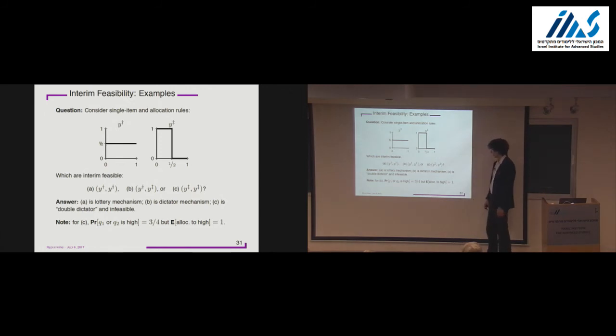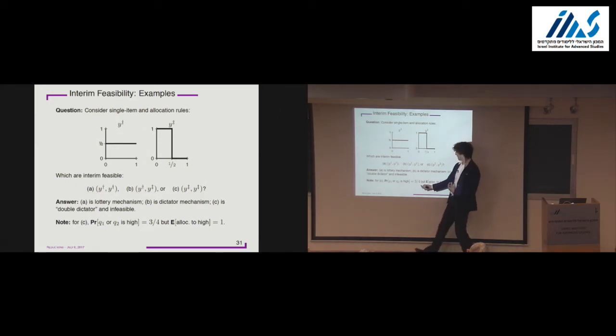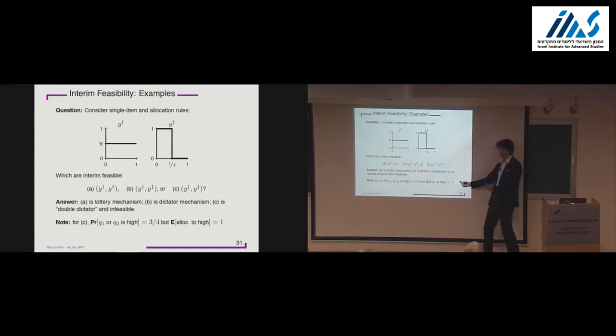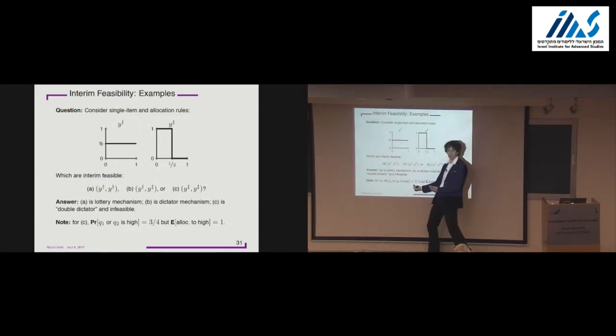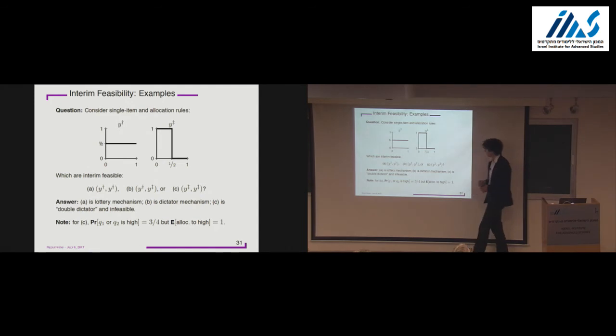But how much do I have to allocate to high types in the double dictator mechanism? Well, I need to allocate a half measure to both of them, which is a total of 1. So the expected number of items I have to allocate to high types is 1, but the probability that I see a high type is 3/4. How can I allocate an expected 1 item to high types if I only see a high type with probability 3/4? That is why C is infeasible. And the sort of question I'm asking here is exactly the question that's generalized as Border's theorem of interim feasibility.